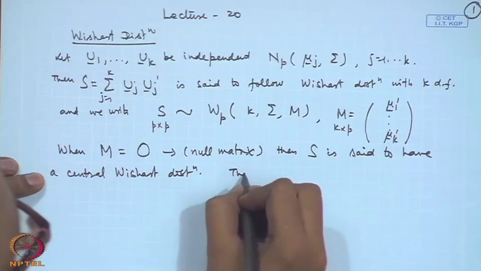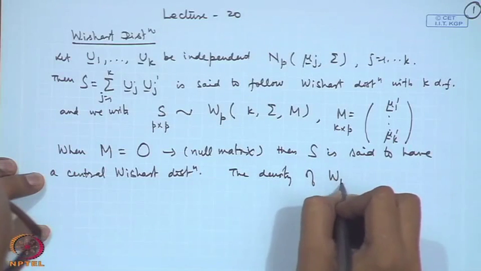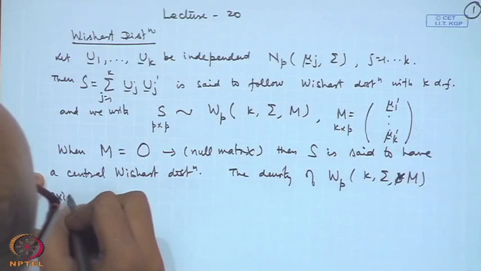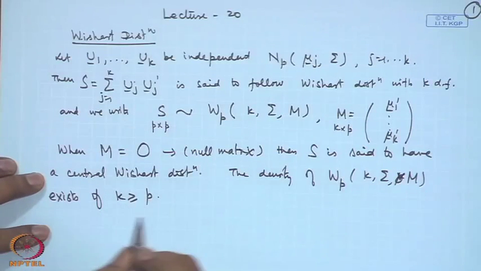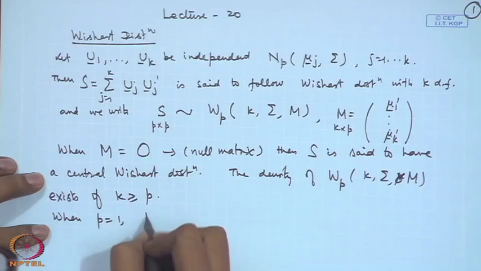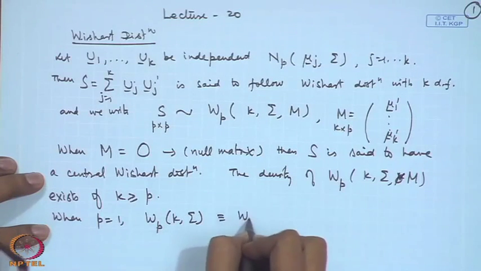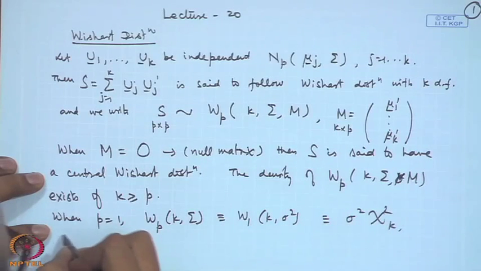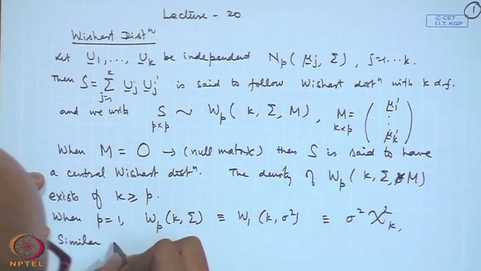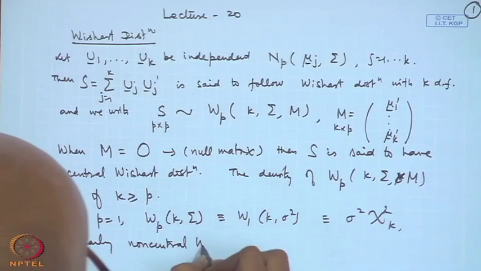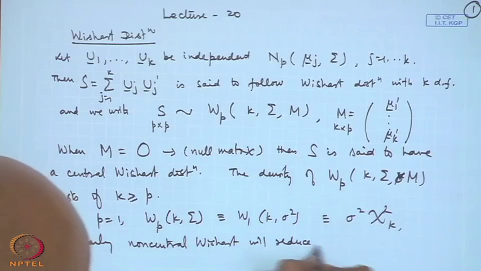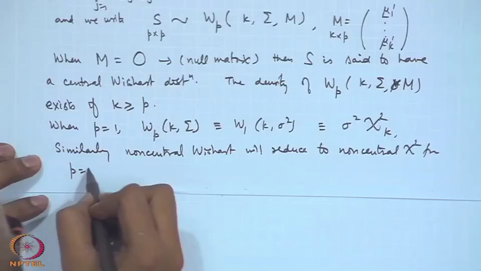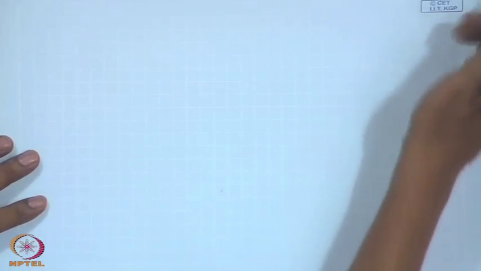The density function of W_p(k, sigma, M) will exist if k is greater than or equal to p. For p equal to 1, W_1(k, sigma square) is sigma square chi square k. Similarly, non-central Wishart will reduce to non-central chi square for p equal to 1. Before talking about the density function of a Wishart distribution, it is quite complicated actually.